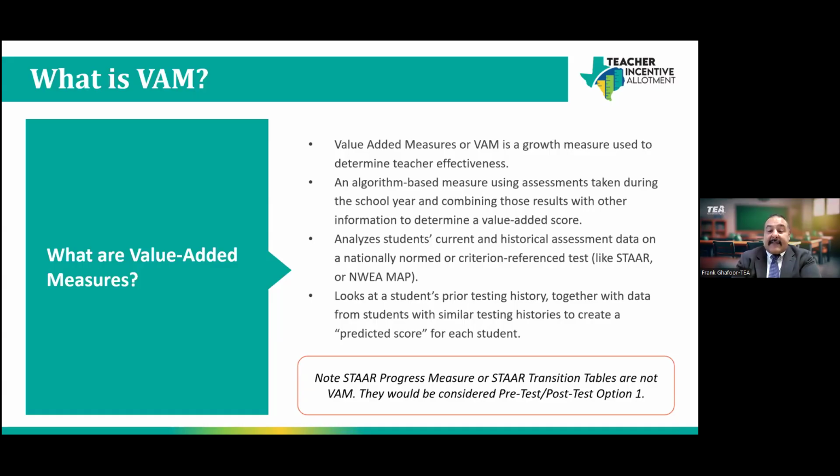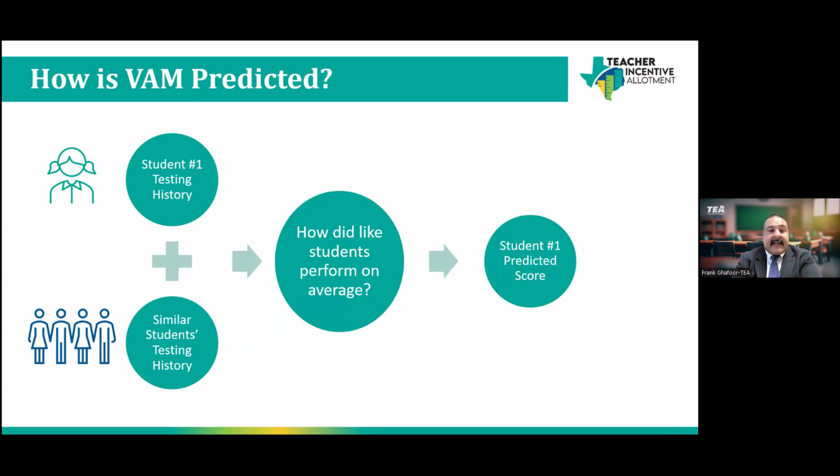I do want to note that the STAR progress measure or STAR transition tables are not VAM. They would be considered pretest, post-test option 1, as they are measuring growth in the course of that year alone. So again, pretest, post-test option 1, if you are using STAR transition tables or STAR progress measure.